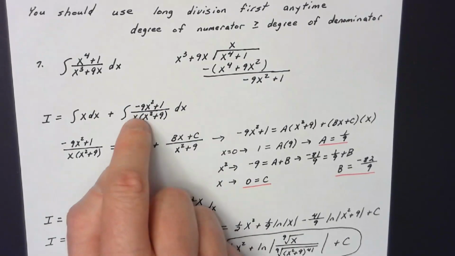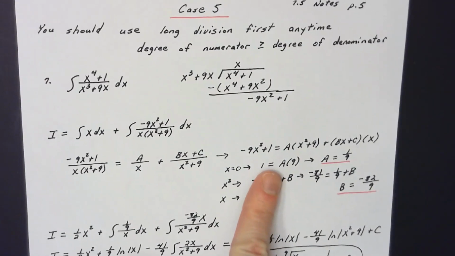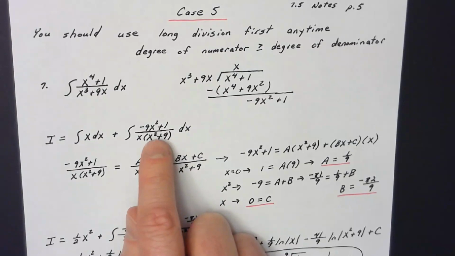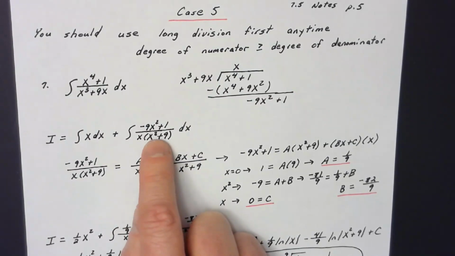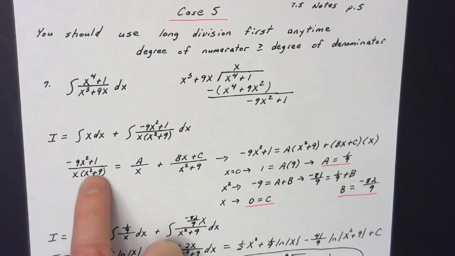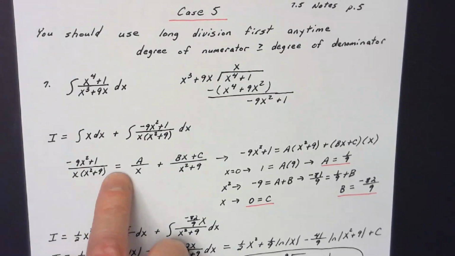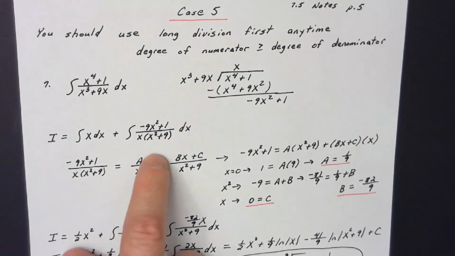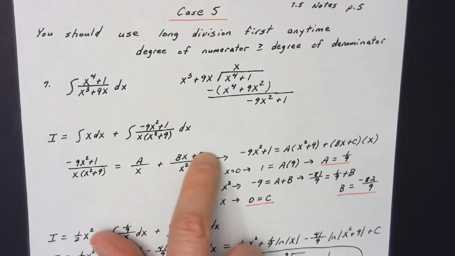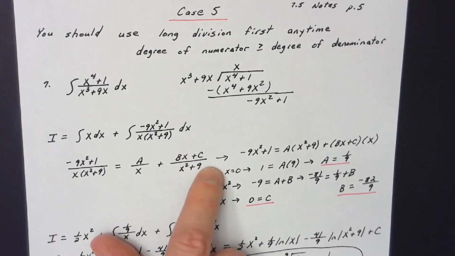So now, after you've done the long division in the first step, you can see that you still have a problem that's resulting, this would be what I called case 3 earlier. I have an irreducible quadratic factor to the first power. So I need to break apart that fraction, the negative 9x squared plus 1 over x times x squared plus 9, and I'll say, okay, that's going to equal some number a over your first factor of x, plus a linear factor of bx plus c over the irreducible quadratic factor of x squared plus 9.